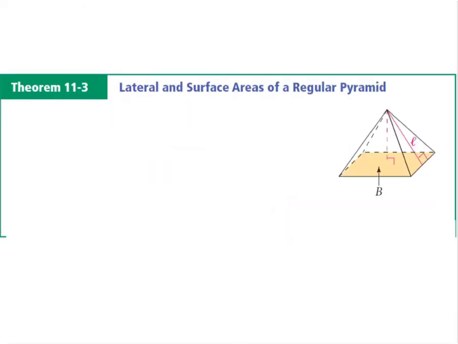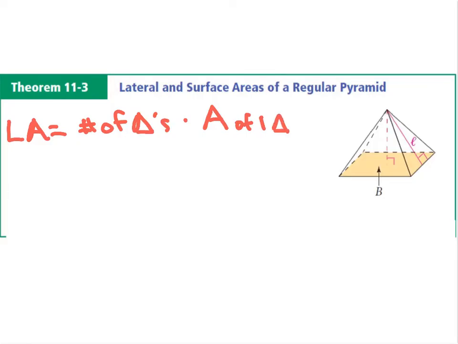So as we discussed before, the lateral area equals the number of triangles times the area of one triangle. And if I'm putting this all together, we know now that the surface area is going to equal the lateral area plus, and the key difference here is that in prisms and cylinders there are two bases. However, a pyramid only has one. So it's the lateral area plus one base.